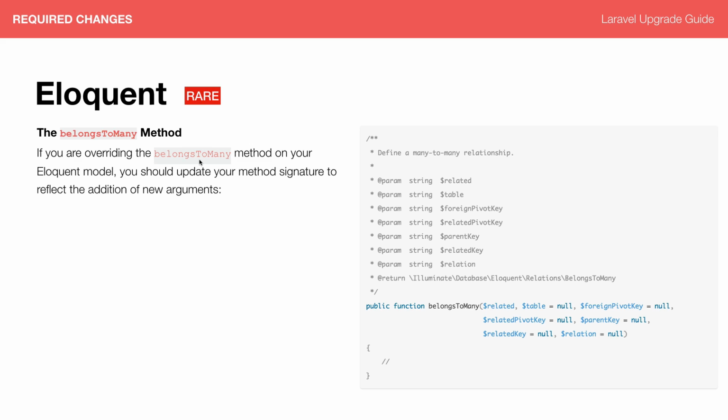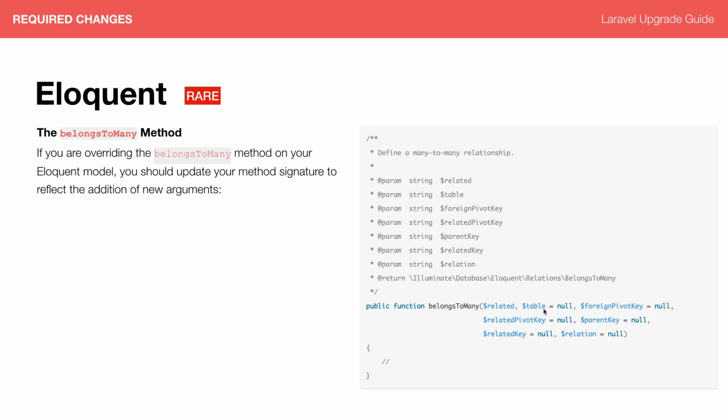If you're overriding the belongsToMany method, you just need to make sure that you update this method signature. There are some different arguments here that weren't in here before, and make sure it matches these. I'm not sure which ones there are, but a few of these are different than they were before. I personally have never overridden the belongsToMany method, so I'm not familiar with the exact argument list that was in the old versions, because I've never had to deal with that, but it is different, so make sure it matches.